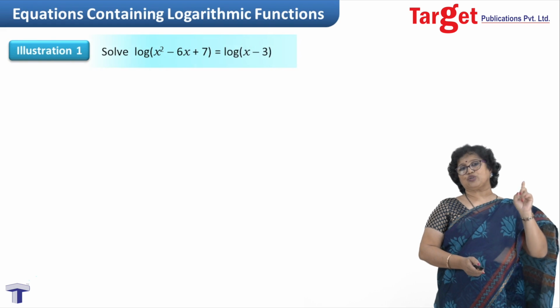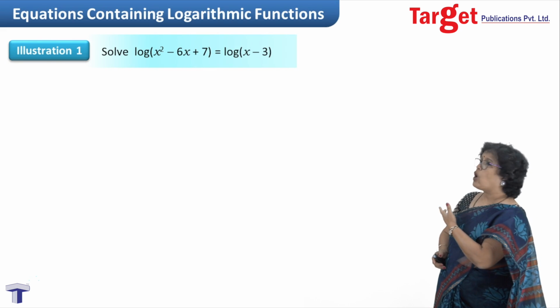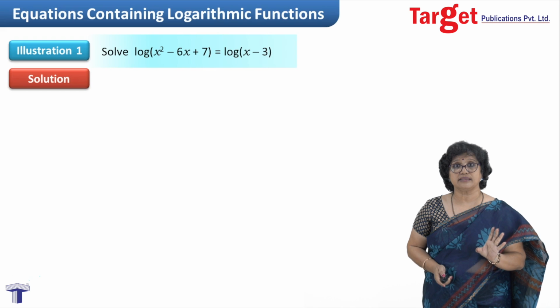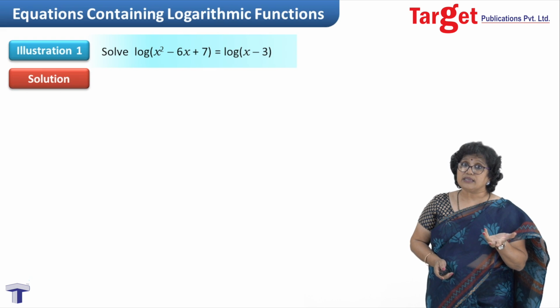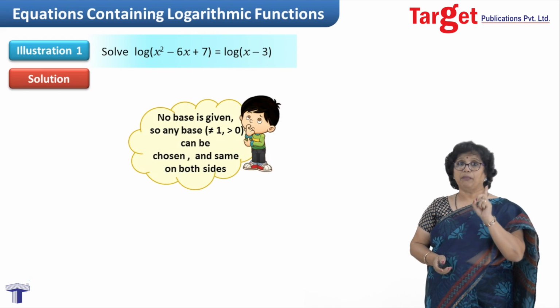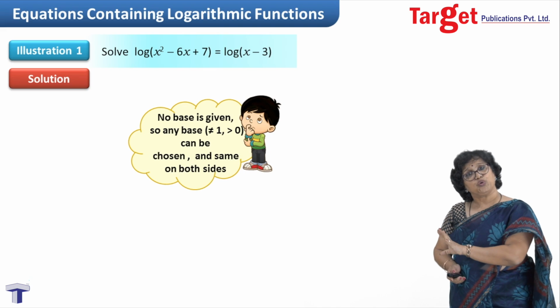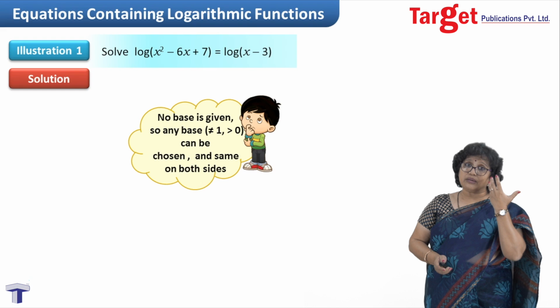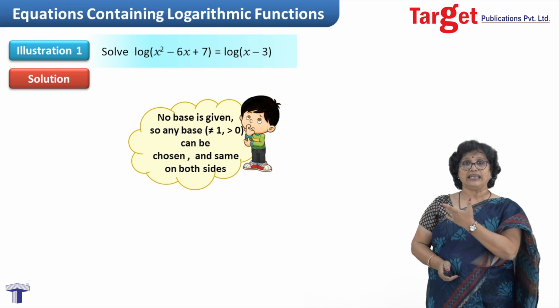Solve log of x square minus 6x plus 7 equal to log of x minus 3. Mind you, please, I have not written any base there. Now, what could be the base? Anything which is not 1 but positive. That base you can choose if you wish. But frankly, in problem solving, you may not need that base right now.